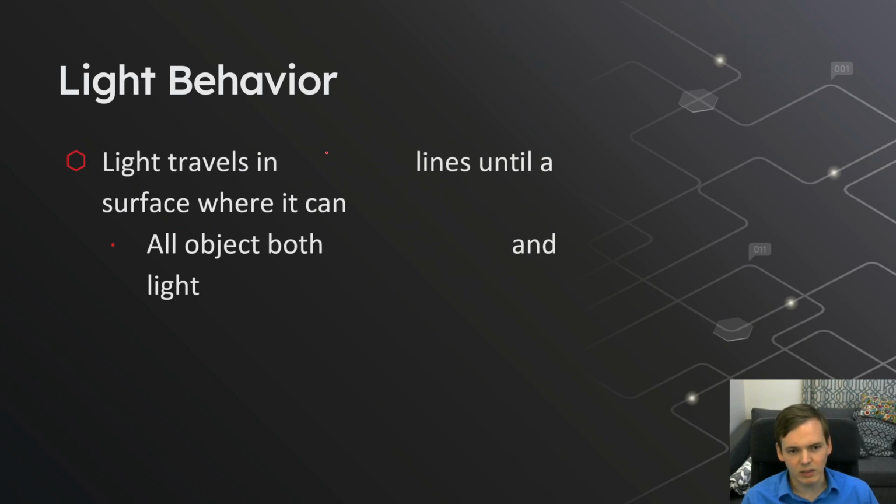While it is traveling, it's going to travel in straight lines. So it's not going to bend under normal circumstances, it's just going to travel straight until it hits a surface, where it can either reflect or absorb. So when light hits something, it either reflects off of it or absorbs it. And technically all objects both absorb and reflect light. We'll talk about that in a second.